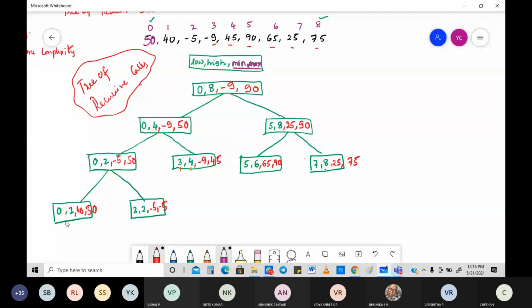And you can see here 0, 1, 2, 3, 4, 5, 6, 7, 8. Everything is done. So based on this, okay, based on this, what is the maximum element you got? You got the maximum element as 90 and you got the minimum element as minus 9. Okay, so these things you easily figure out using a divide and conquer technique.